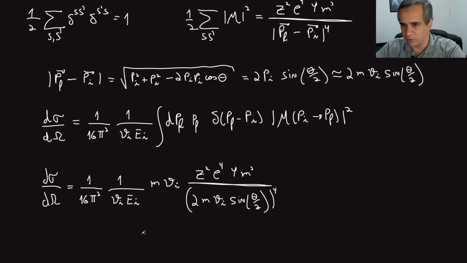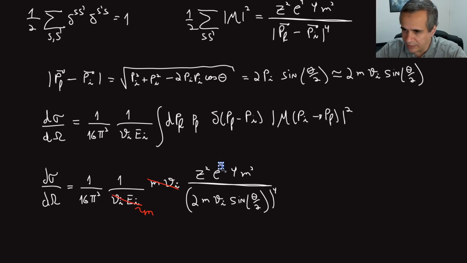Now I have to do a lot of cancellations here. Also, I use the non-relativistic approximation here, so the energy is just the mass. That means that this goes away with this, right? This is just the mass of the particle, right?